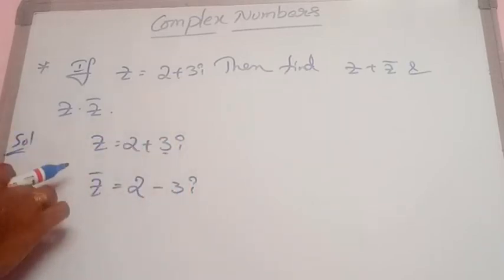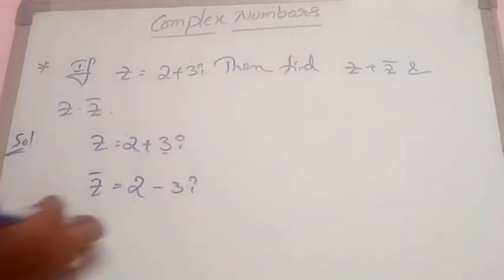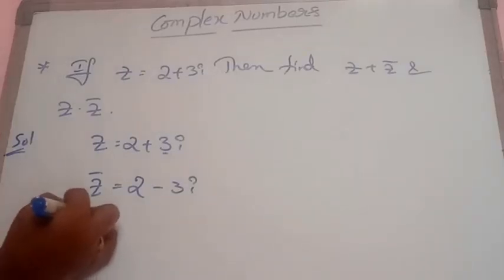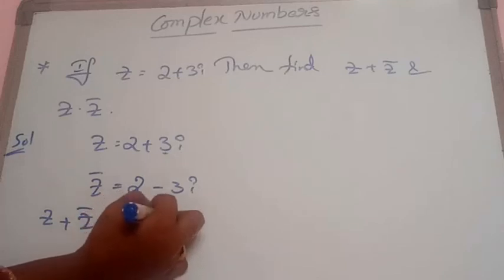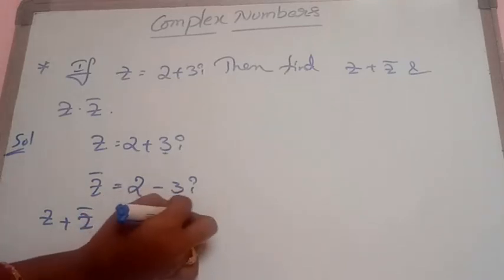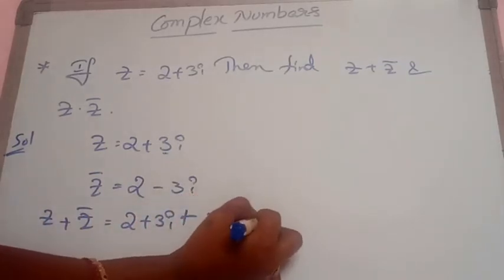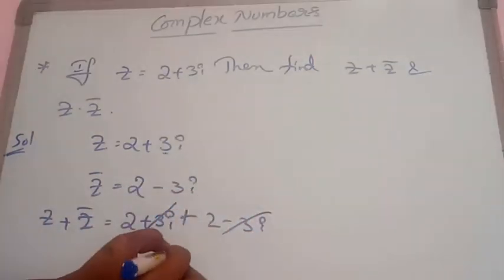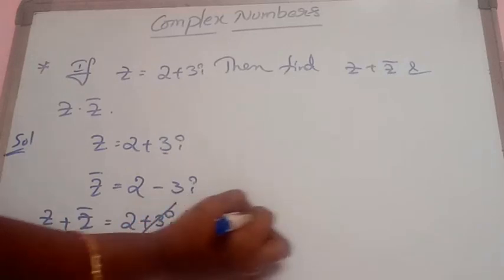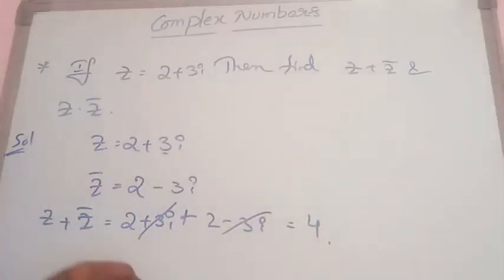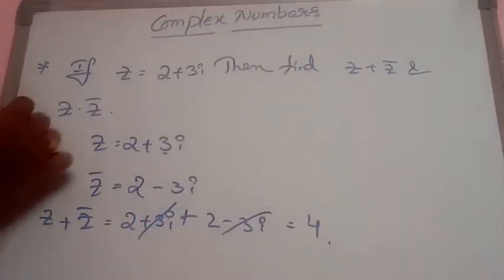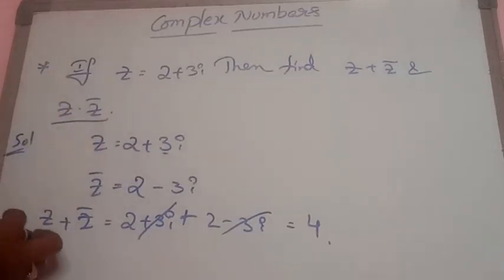Now we have to find z plus z bar. So z plus z bar is equal to z, which is 2 plus 3i, plus z bar, the conjugate of the complex number, 2 minus 3i. Plus 3i minus 3i will be cancelled. Then the value is 2 plus 2 is equal to 4. Next we have to find z into z bar, the multiplication of the conjugate complex numbers.